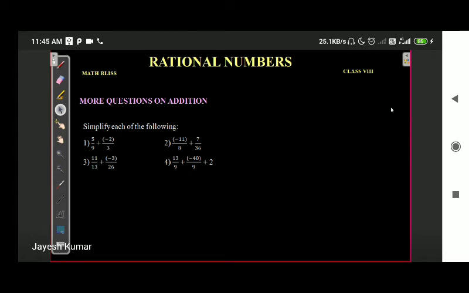So we will start with the question. As you can see on your screen, we'll start with question number 1. The question is: simplify each of the following. As I have already mentioned to you, when we are simplifying, we have to get the answer in the lowest form. So for the first part we will try to keep the answer in its lowest form.